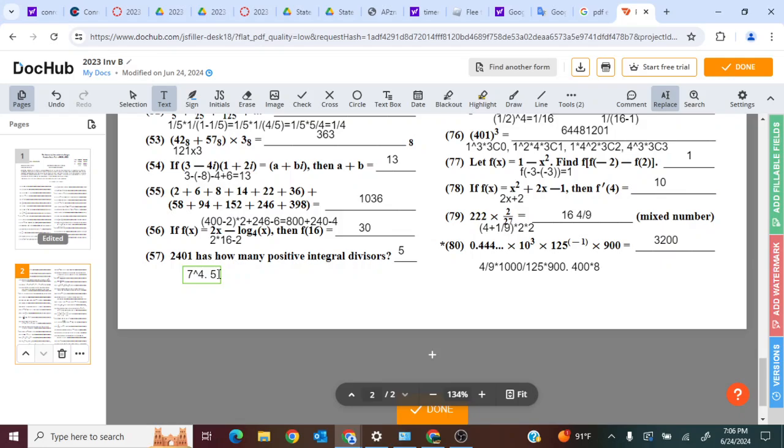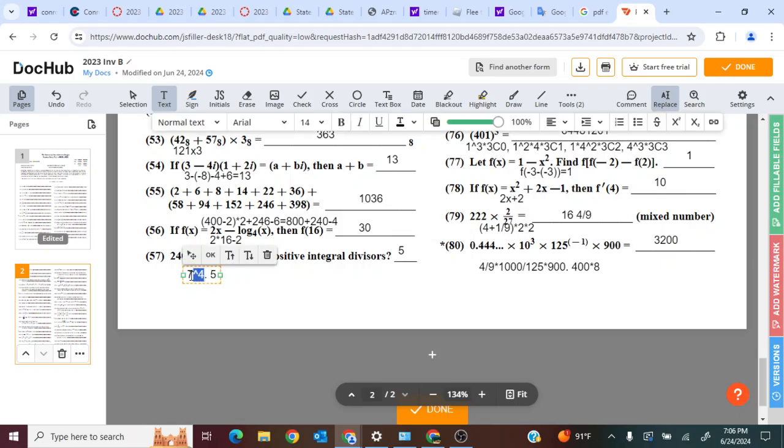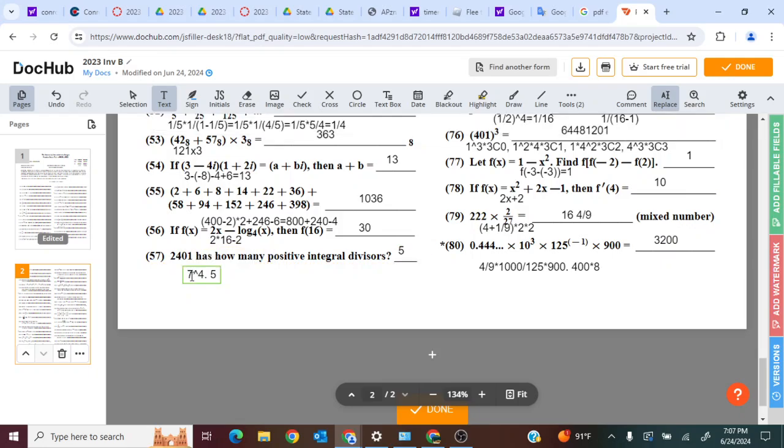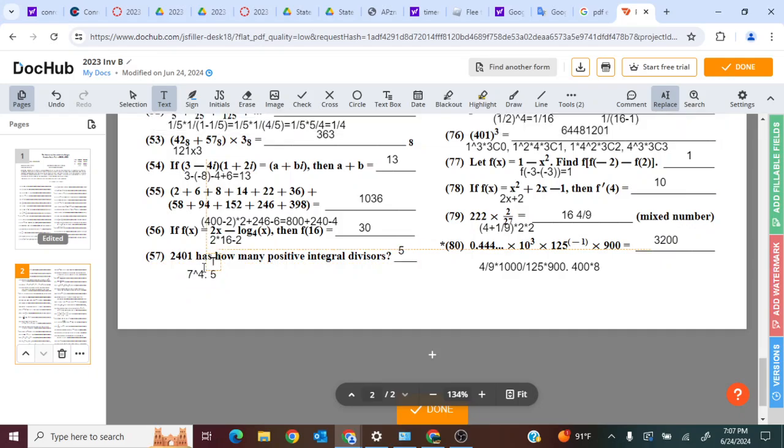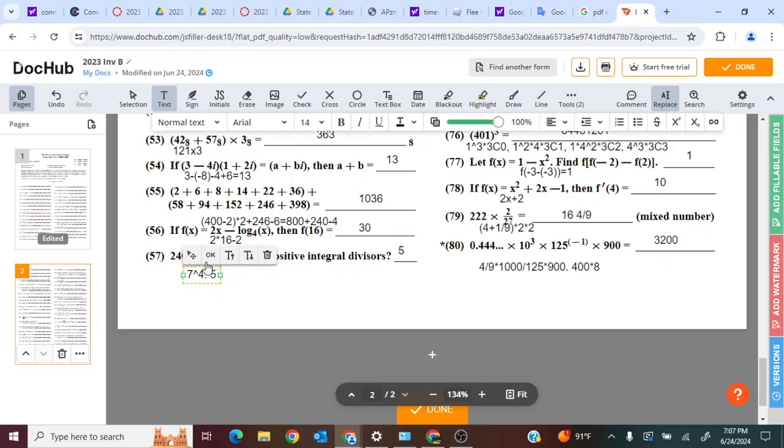2401 has how many positive integral divisors? Well, what you do is you first write everything in terms of its prime. So this is 7 to the power of 4, because you can imagine this is 49 squared, and 49 is 7 to the power of 2. And then for each prime, you take the exponent, this 4, add 1 to it, and multiply them all. There's no other prime, so it's just 4 plus 1 is 5.